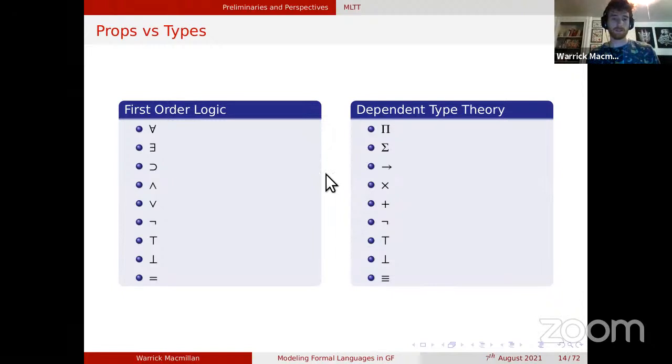We have the horseshoe, which is implication or function in type theory. And since GF is a functional programming language, this is probably the most intimate of the types. Then we also have products and co-products. Products are given by the "and" in logic, co-products by the "or" disjunction, and then negation, top and bottom. I kind of use the same syntax to suggest that there are some very deep relationships.